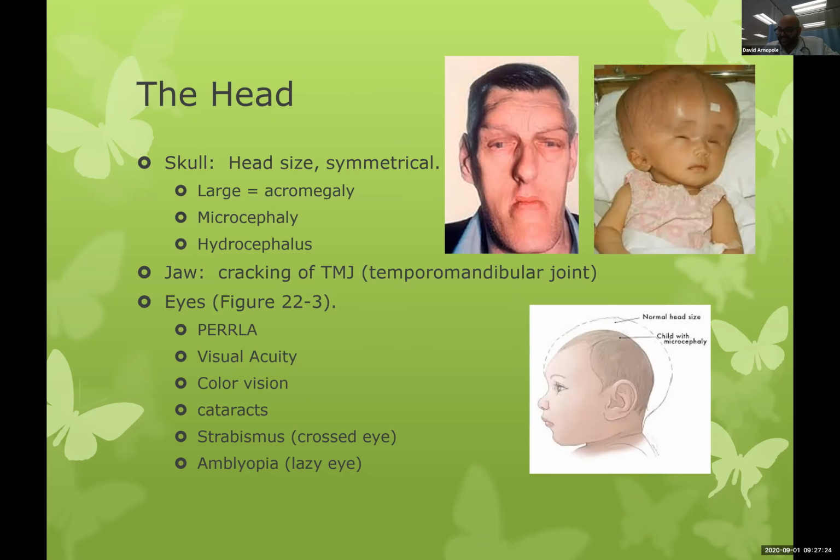Looking at the eyes. Figure 22.3 is something you need to know, so make sure you have an idea of what we're looking at. We're looking at 6 cardinal fields of vision, which is where you saw me bring my fingers or my pen down in different directions so I can watch for the eyes to move in an equal pattern.